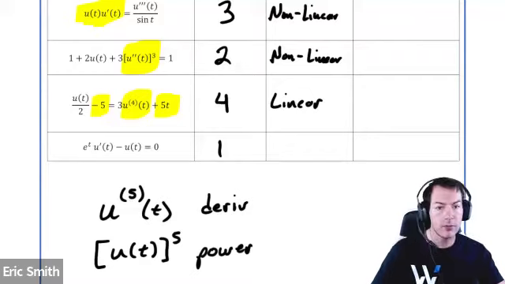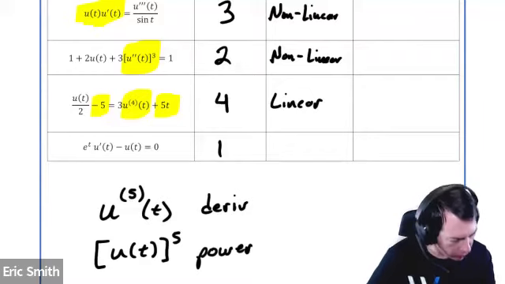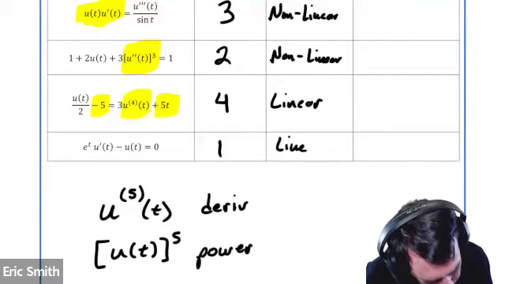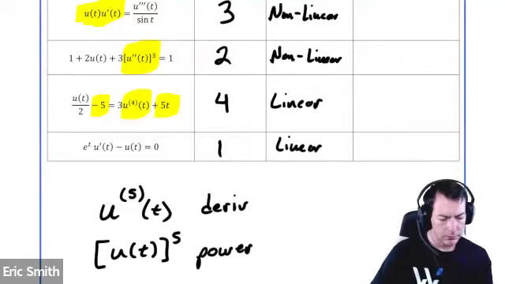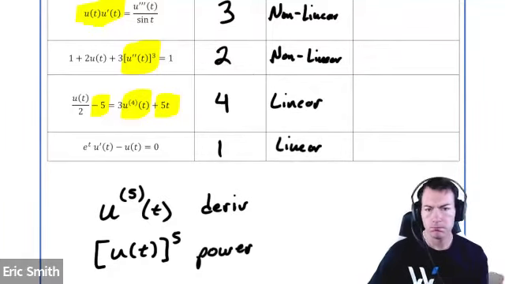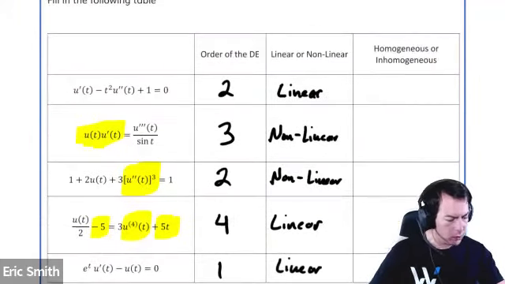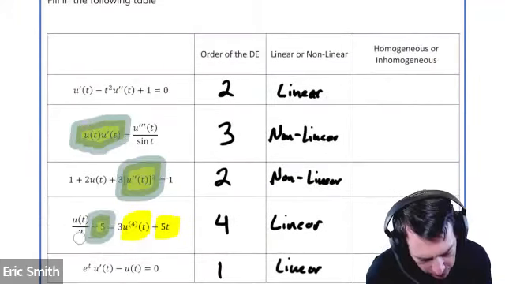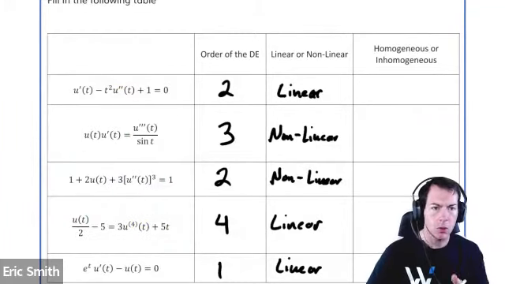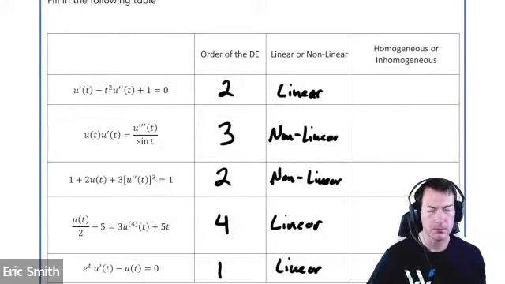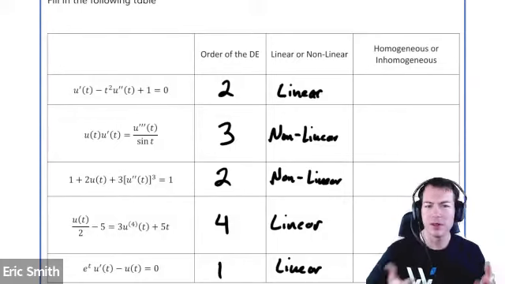All right, I think we have one more of these. The last one also happens to be linear. Yep, that's because all versions of u are just raised to the power of 1. All right, one more column to go. Now we need to define whether these are homogeneous or inhomogeneous. And this all has to do with whether there's a piece in here that doesn't involve the unknown function, and is it 0 or is it not 0?